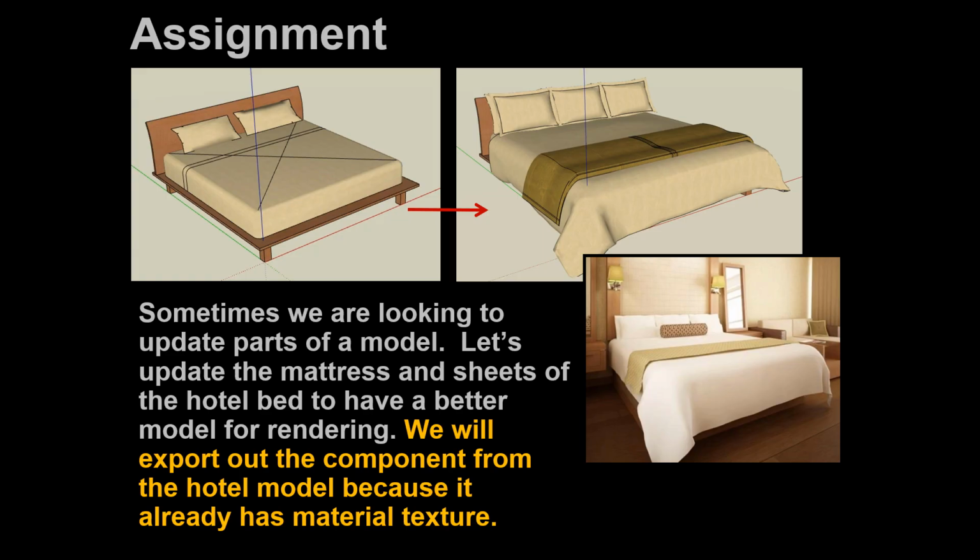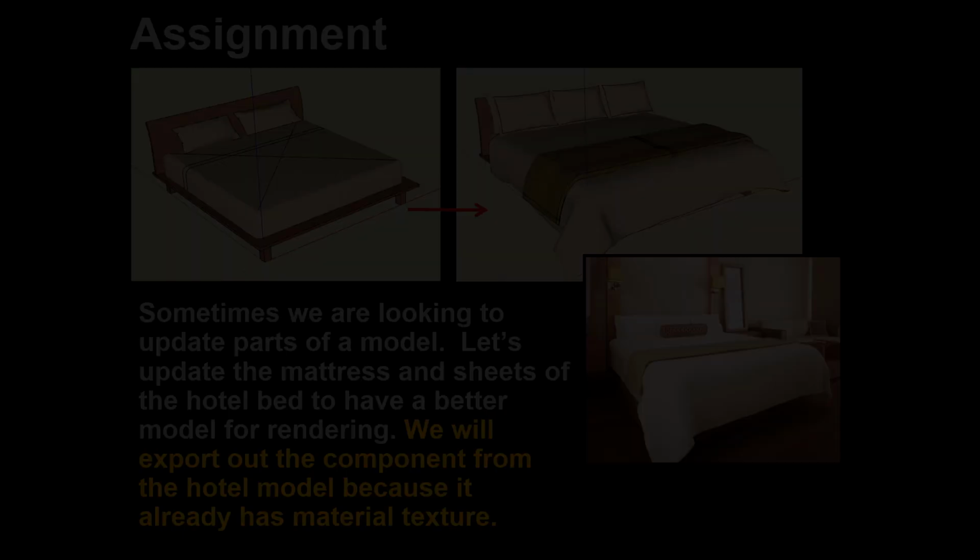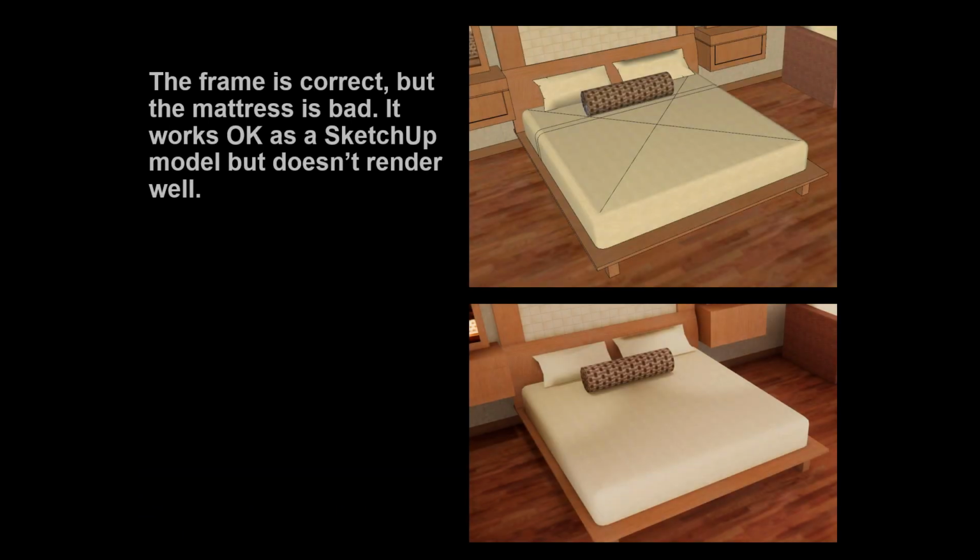Sometimes we're going to update parts of a model. In this case, we got a plain bed originally, which served its purpose from the start, but we can make it look a little bit more like our design intent. This is what we want it to look like. So we can use other models and parts of other models from the 3D warehouse. The basic model is okay, but these won't look like sheets.